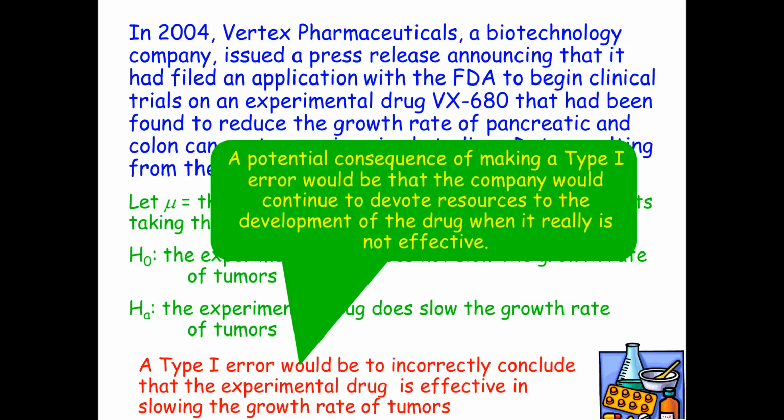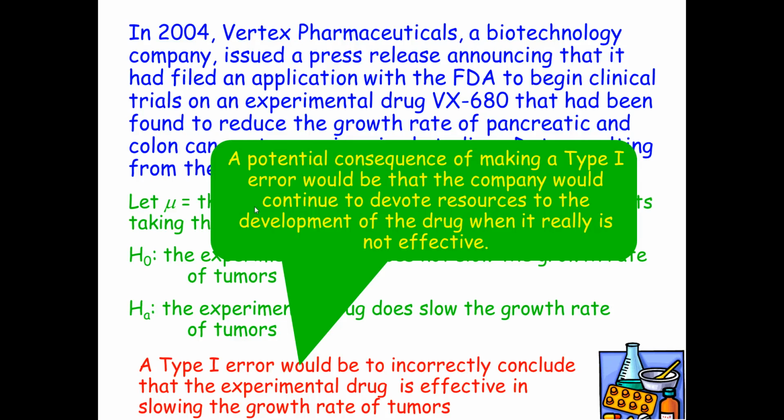Well, the consequence would be that they continue to devote money to developing a drug when in actuality it doesn't work. In type 1 errors, we reject the null hypothesis that is actually true. So if we reject the null hypothesis, we're saying, hey, this drug is effective, and we're going to keep spending money on it when in actuality it isn't.